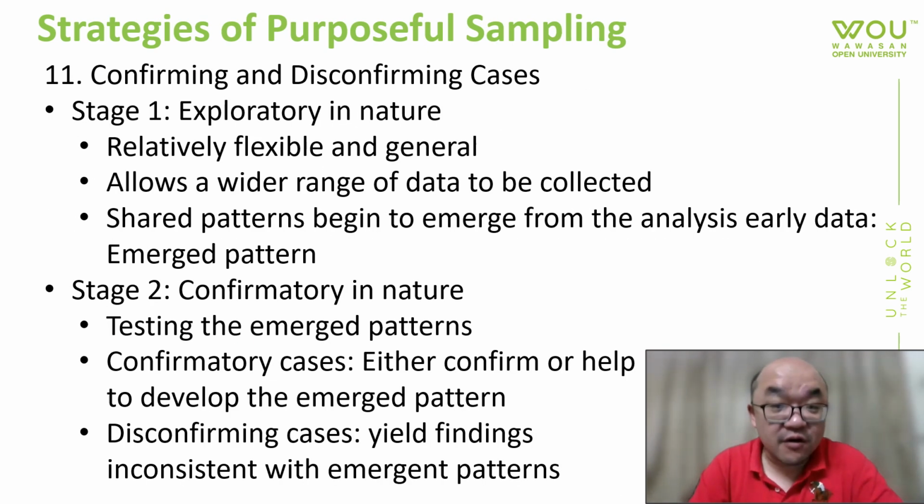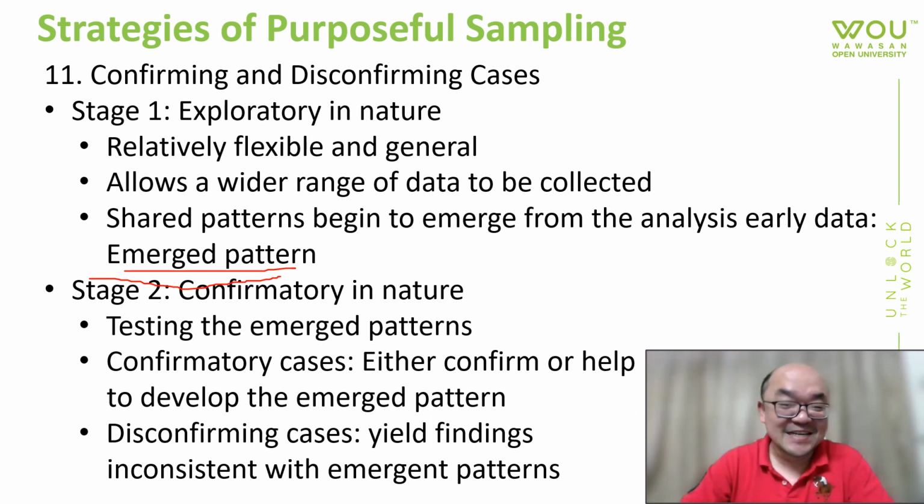Number 11 is confirming or disconfirming case. Now, this is run in two stages. Number one is exploratory. So this is where data collection tends to be quite general. So the researcher has to be flexible here. So it's like they don't actually know what exactly they are looking at. So it allows for a wider range of data to be collected in order to have an emergent pattern from the data. Okay, so again, this sounds really similar, isn't it? You wait for this and then the emergent data.